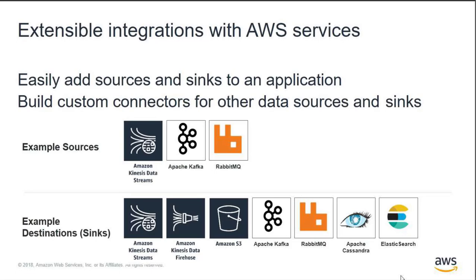So Apache Flink, as well as Kinesis Data Analytics, provides extensible integrations with AWS services and the open source ecosystem. Sources include Amazon Kinesis Data Streams and Apache Kafka, as well as RabbitMQ. And you can send your results relatively easily to Amazon S3, Elasticsearch, Apache Cassandra, or another Amazon Kinesis data stream. And this is just a sample of the data sources. The Apache Flink community is adding more with every release.